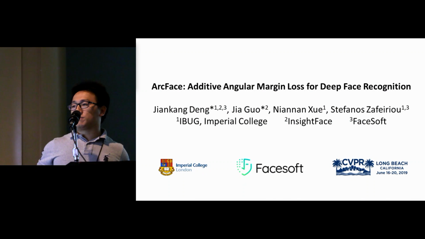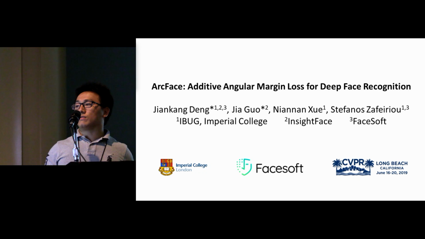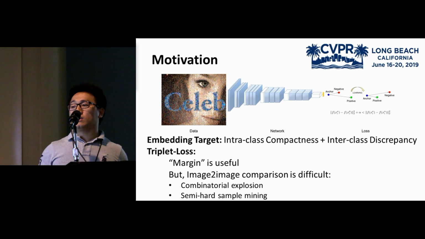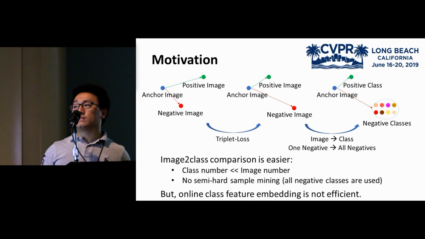Hello everyone, my name is Jiankang Deng from Imperial College London. ArcFace is a joint work with Jia Guo, Niannan Xue, and Stefanos Zafeiriou. The main targets of face feature embedding are intra-class compactness and inter-class discrepancy. Triplet loss employs margin to achieve those two targets at the same time, but the image-to-image comparison is difficult because there are too many pairs.